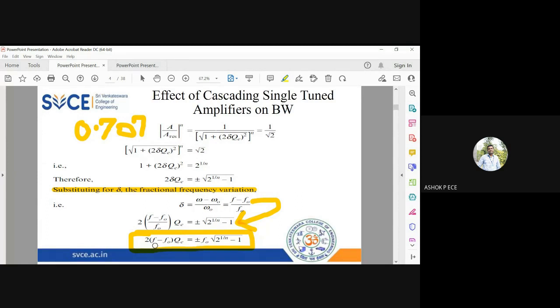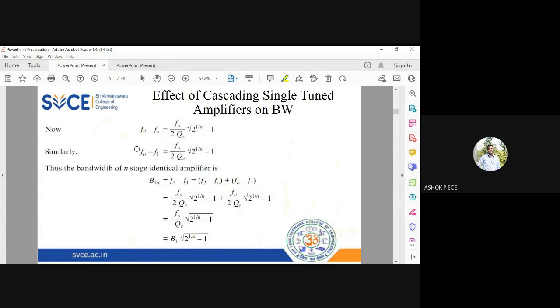When you put f is equal to f1, see this is the bandwidth frequency response graph. So this is center frequency and f1 is somewhere here. First comes f1, last comes your f2, and in between you get f0. So if you do f1 minus f0, the difference will be negative. So that is what you see here. They are interchanging the thing. So they write f0 minus f1 equal to f0 by 2Qe into root of 2 power 1 by n minus 1. So minus sign on both sides will get cancelled.